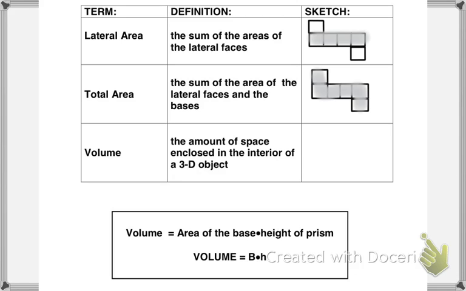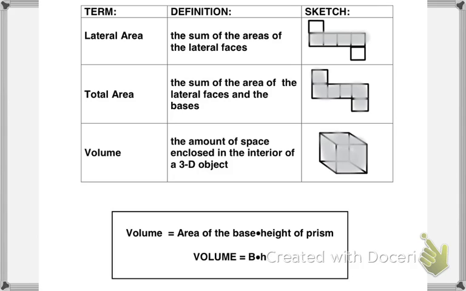Then there's the volume. The volume is the amount of space that is enclosed within the interior of the three-dimensional object. It measures how many cubes of a certain size would fill the prism. And we use the formula to find the volume as area of a base times the height of the prism.